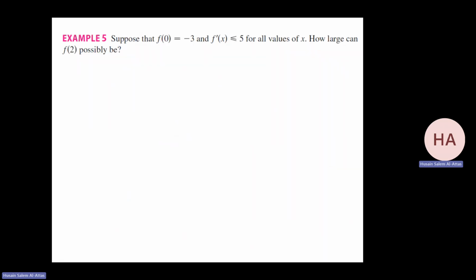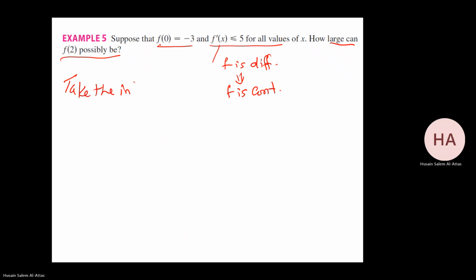Okay. Another application. Assume you have a function that satisfies these things. You want to check how large f of 2 can possibly be. What is the largest value f of 2 can reach? Now, he said f prime is less than or equal to 5 for all values of x, which means f is differentiable. f prime exists and is less than or equal to 5. And that means f is continuous, actually, everywhere. Now, I will take the interval 0 and 2, which is this and this.